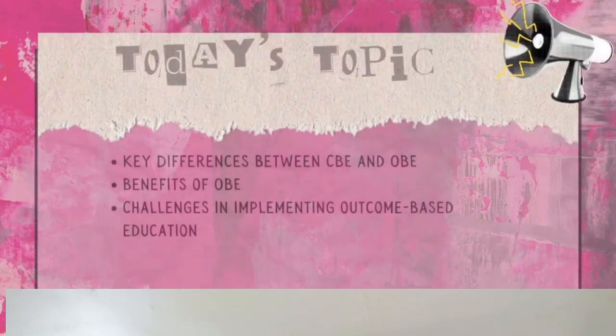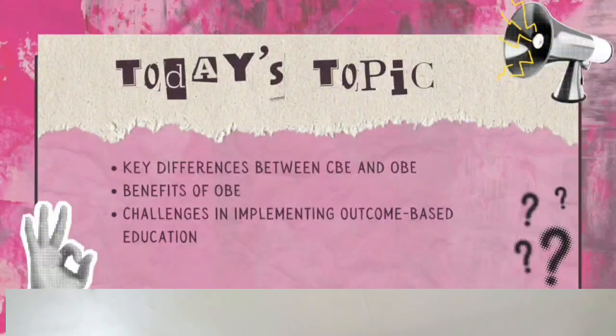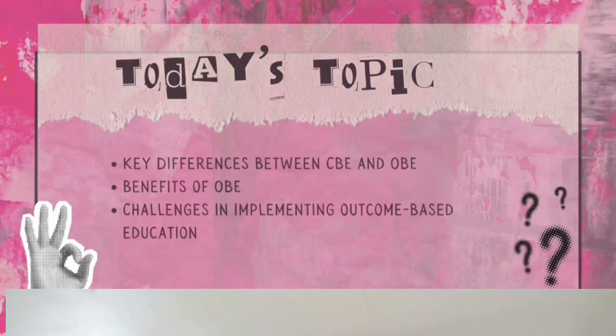So, when we say CBE or content-based education, it emphasizes the delivery of specific knowledge and content. Then OBE focuses on the skills and competencies after the topic or after the demonstration, upon the completion of a course or program. So there are many key differences on this topic.